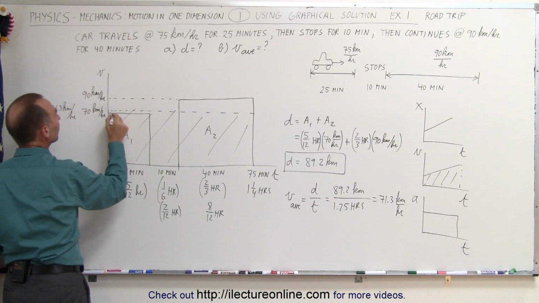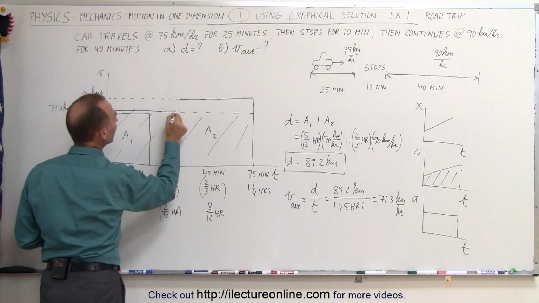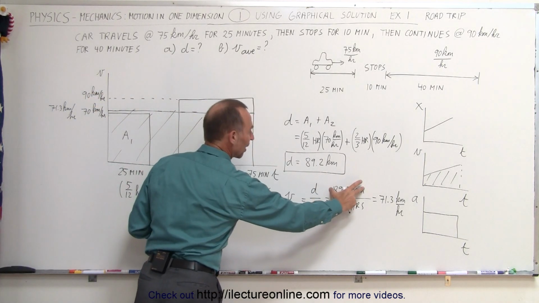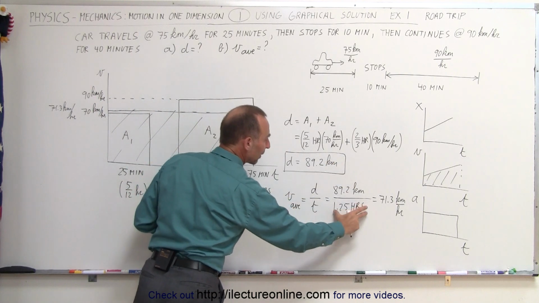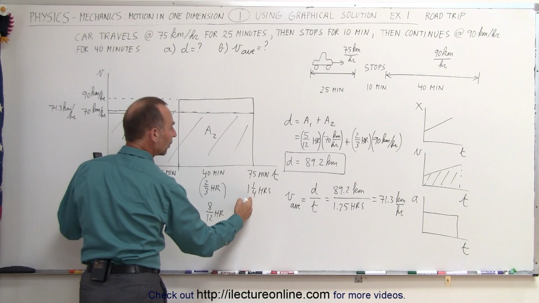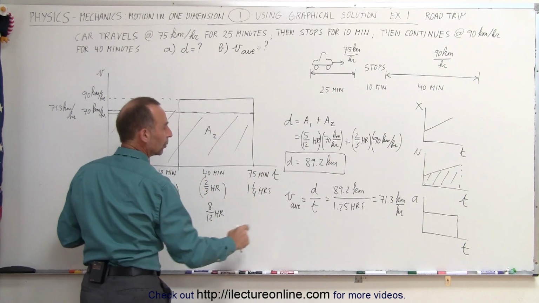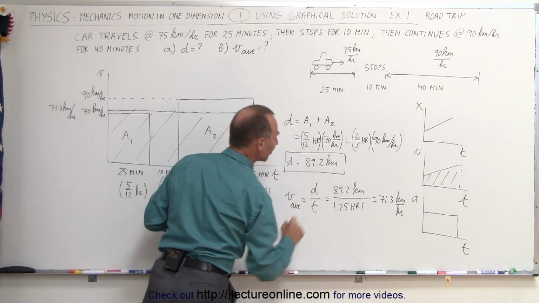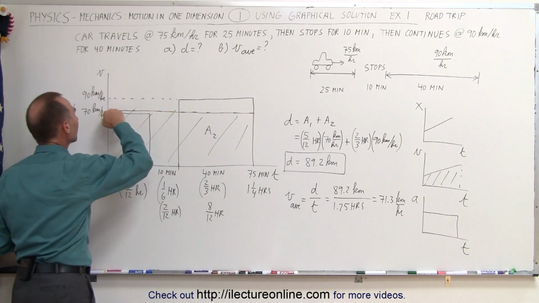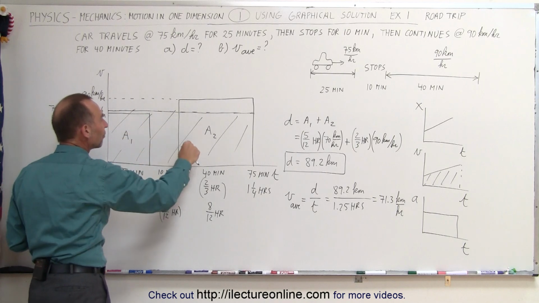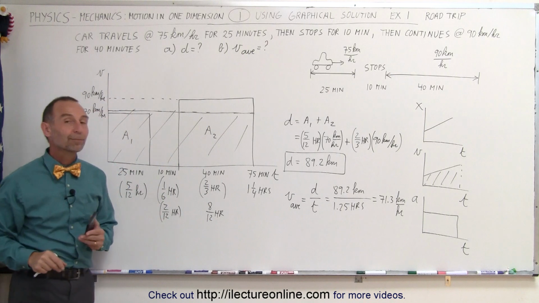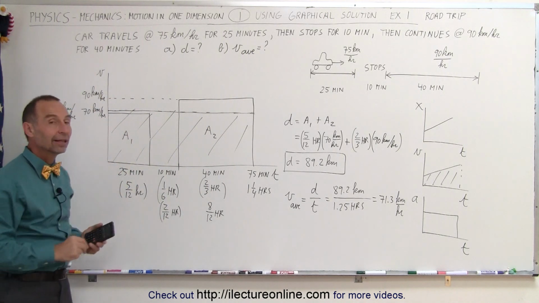So graphically, we can see that this here would be the average velocity for the whole trip, which is simply the total distance traveled, 89.2 kilometers, divided by the total time taken, a total of 75 minutes, which is 1 hour and a quarter of an hour. We divide 89 by 1.25, we get 71.3. So this graph right here represents the average velocity, and the area underneath that graph is simply equal to the area of A1 plus A2, the total distance traveled. So graphically, it can be done in this fashion.